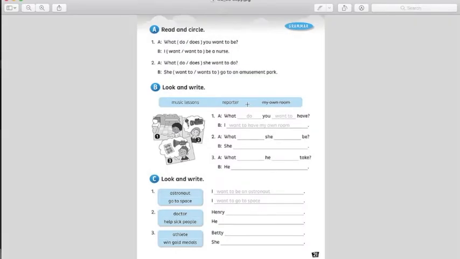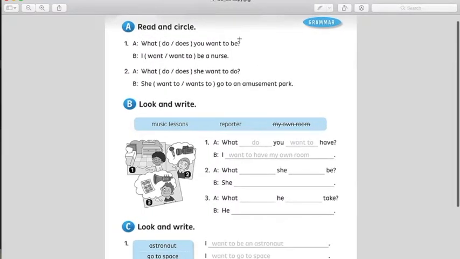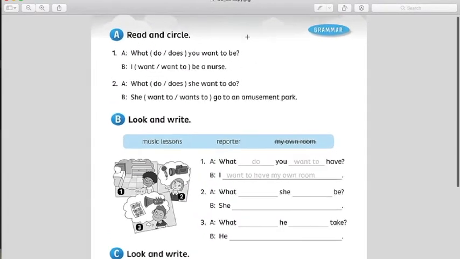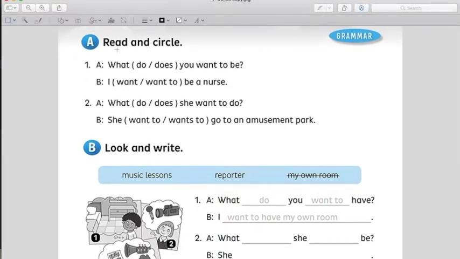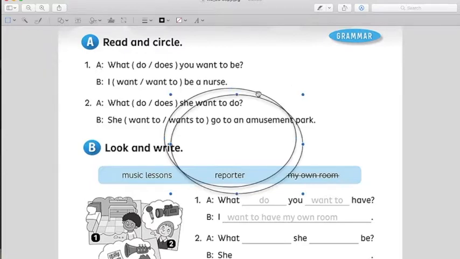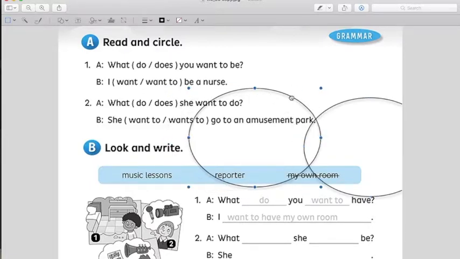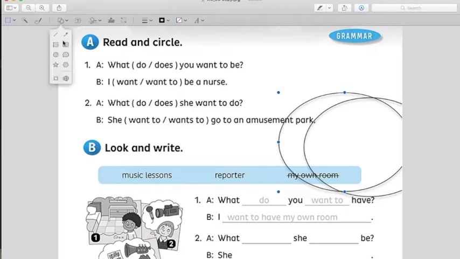Page 21. Here we are on page 21. Let's take a look at letter A. Page 21 in your workbook, letter A. So these are easy here. All we have to do is read and circle. So we are going to need 4 circles. Let's go ahead and put them right over here. And we'll get started with number 1.